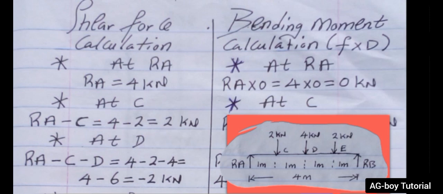Then at point D, we have RA pulling it upward, minus point C, which is 2 kilonewton pulling it downward, and also 4 kilonewton pulling it downward. So we have RA minus C minus D. Substituting their values, RA is 4 kilonewton, minus C is 2 kilonewton, minus D is 4 kilonewton. Then we have 4 minus 6, because minus 2 and then minus 4 gives minus 6. So plus 4 minus 6 gives us minus 2.